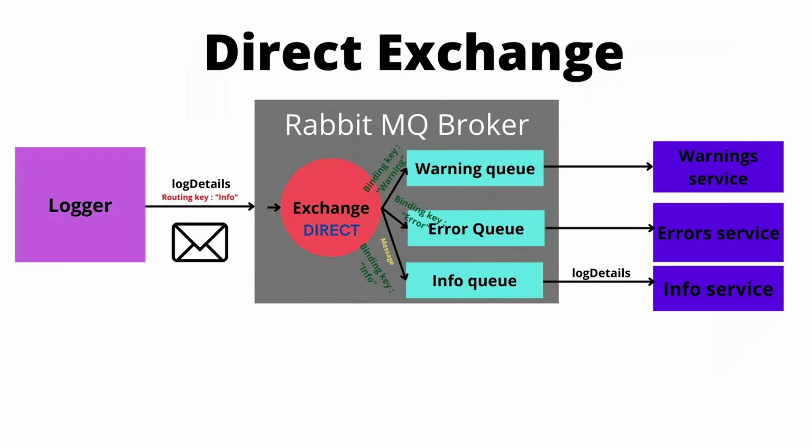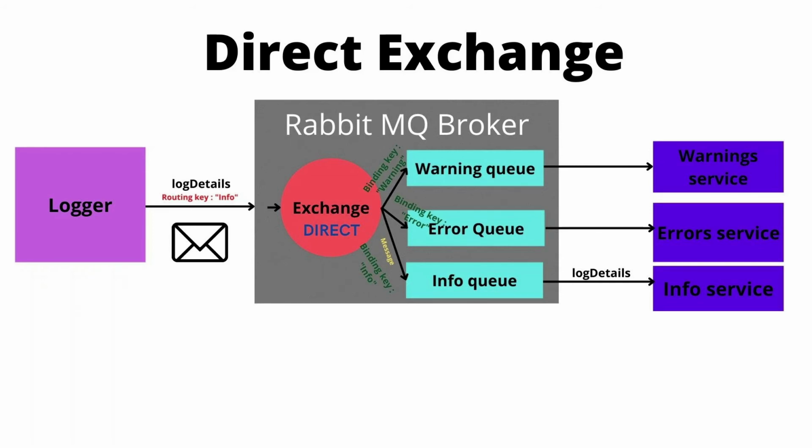Let's see a more realistic example. Here we have a producer, which is a logger service, and then this logger service is going to produce logs, log details. It can have the log information, the timestamp of the log, different things, where this log is coming from, like which function produced that log, which action produced that log, and so on. We also have three different queues, a warning queue, an error queue, an info queue. We have three different services. Warning service, which takes care of warnings. It's only responsible for warnings.